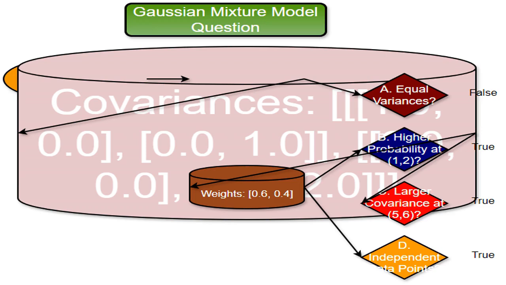Covariance describes how spread out each cluster is. A larger covariance means the points are more scattered. Here, we have two covariance matrices, one for each cluster. The first cluster has a smaller covariance. Its points are tightly clustered around 1, 2. The second is more spread out around 5, 6. The zeros show the directions of spread do not correlate.